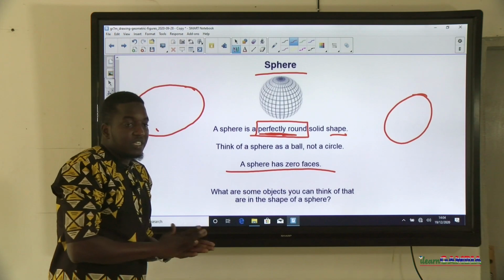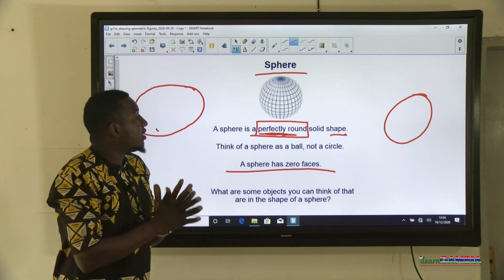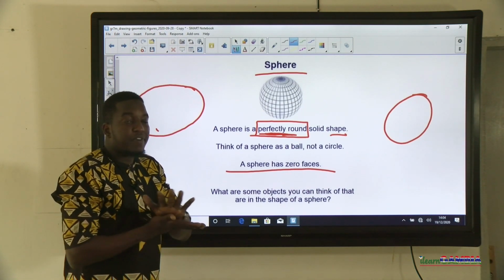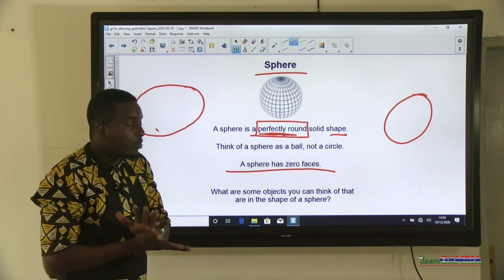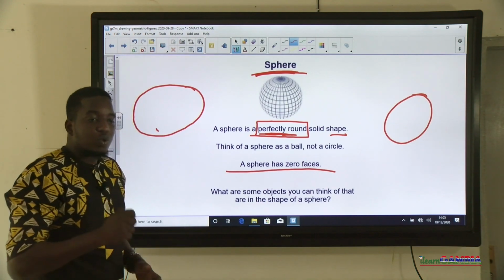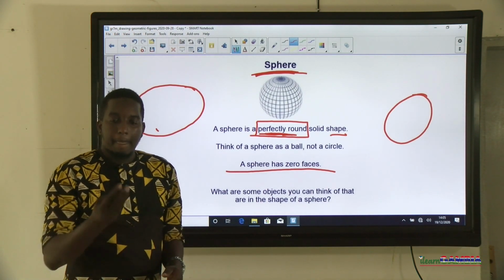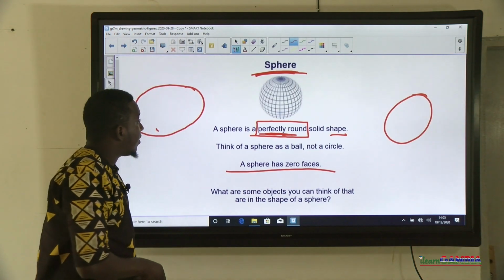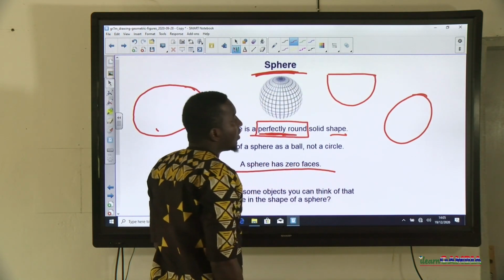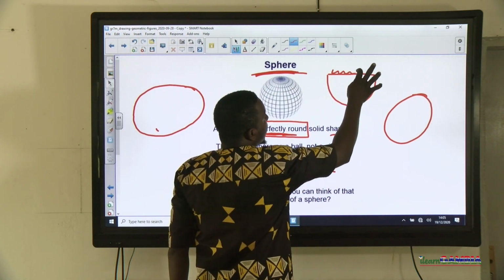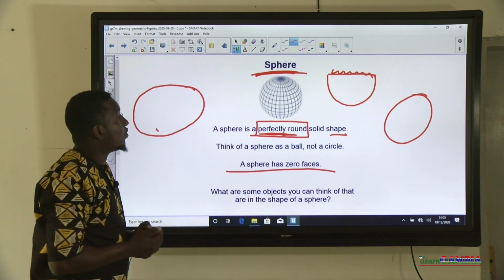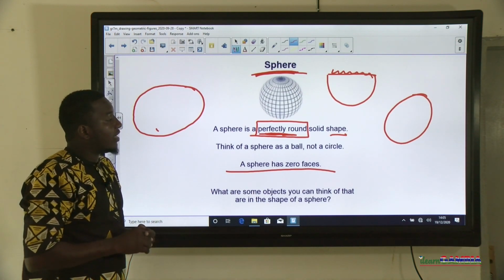Once the object is oval, you cannot call it a sphere. It has to be perfectly round and it has to be a three-dimensional shape for it to be qualified to be called a sphere. And also the object should not have a face. Like for instance, if an object looks like that, now here will be considered a face because it is flat. So that is not going to give you an example of a sphere.